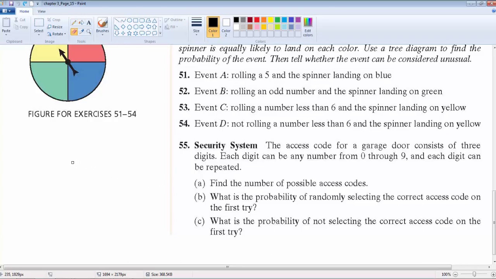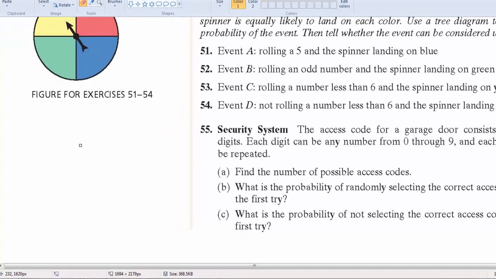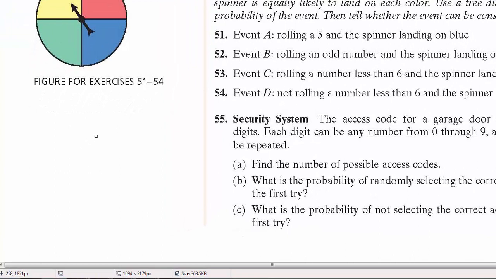There are 3 numbers being used here, 3 place values. We have a 10 in the first one, a 10 in the second one, and a 10 in the third one. For this reason, we would have 10 times 10 times 10, which would give us 1,000 possibilities.